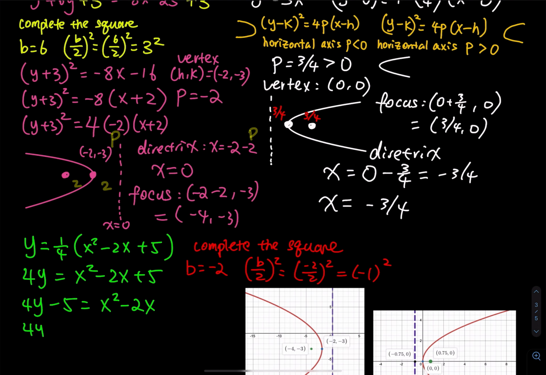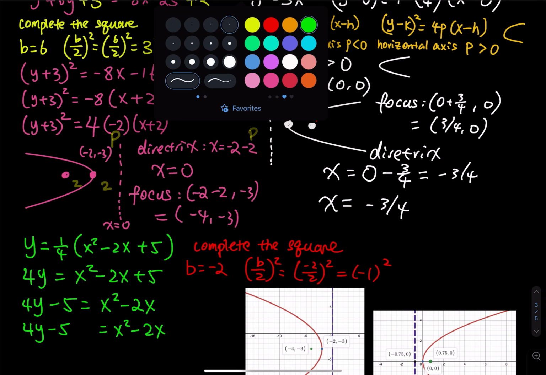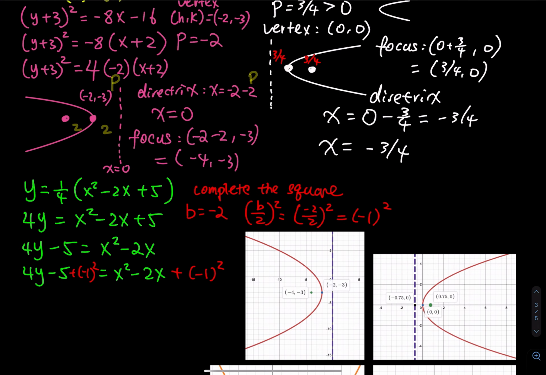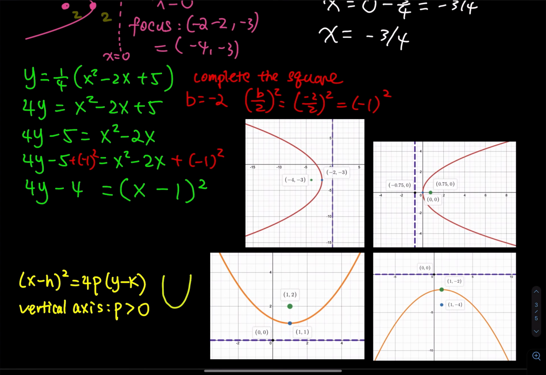Next line, you have 4y minus 5, save some space, x squared minus 2x. And then you add this extra quantity on both sides, plus negative 1 squared. The reason I do not square the negative 1 is because I'm going to grab the variable, the negative 1, and then pull the square outside. And then on the other side, you have 4y, negative 5 plus 1 is equal to negative 4. Now, based on the formula, we always keep the square on the left hand side, so we exchange the left and right. Then we have x minus 1 squared equals 4y minus 4.